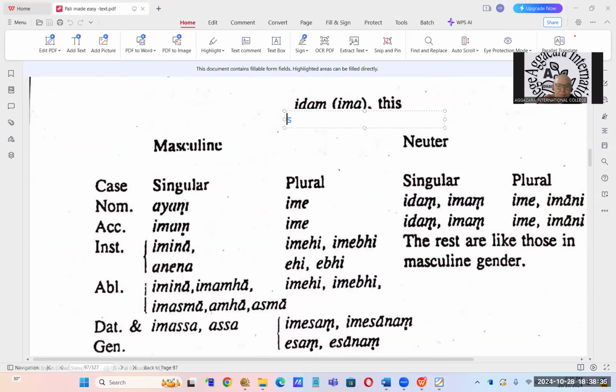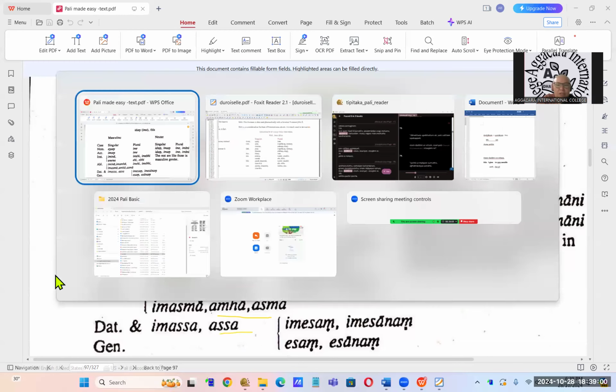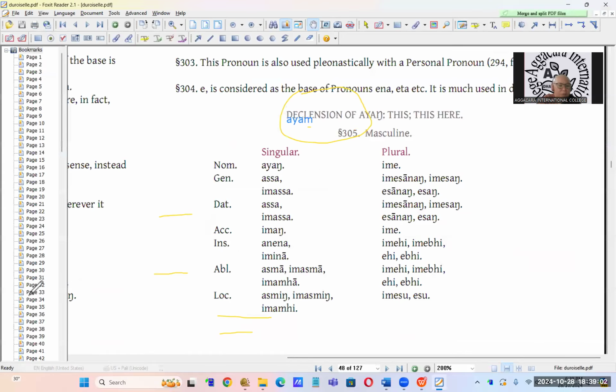Ayam with a dot. Okay, then it makes sense. If we have idam, ima, ayam, then this ayam starts with A, right? Amha, asma, they make sense. So if possible, we add three forms here. That's why it's good to study the Duracell. You get more information.